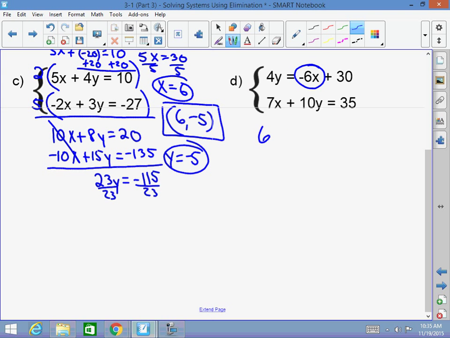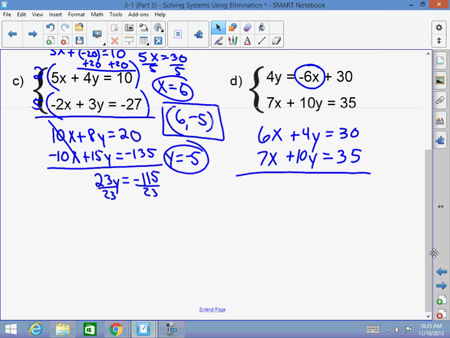So this is going to be 6x plus 4y, because I added 6x to both sides, equals 30. And 7x plus 10y equals 35. Who do you want to get rid of? I'd say the y's would be easier in this case. What do you want to multiply this by? 5. Very good. And this guy? Not 2. Negative 2. Good job, my brother.